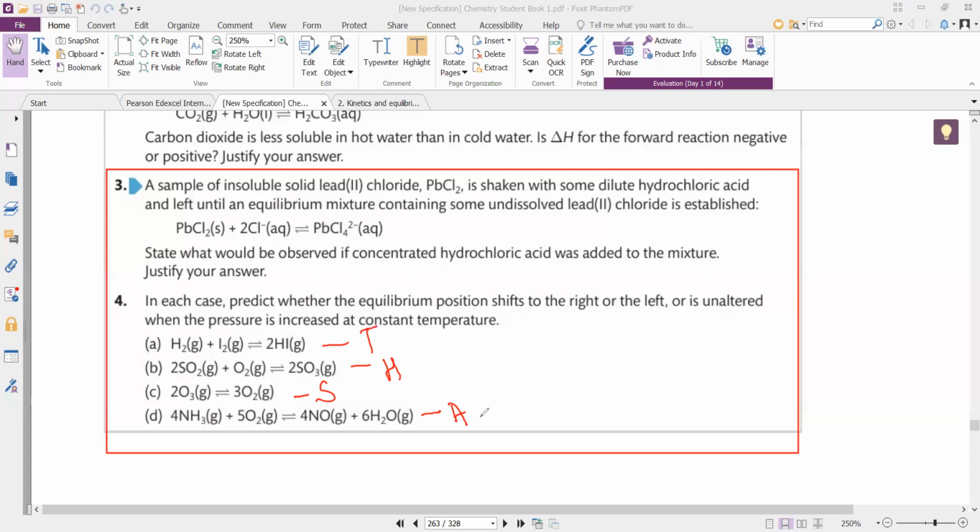Sulakshana? Left hand side you have 2 gas molecules, right hand side has 3 gas molecules. Increasing the pressure favors the side with fewer gas molecules, so to the left. Ali? Left hand side 9, right hand side 10. Yes, so left. So the answers: no change, right, left, left.